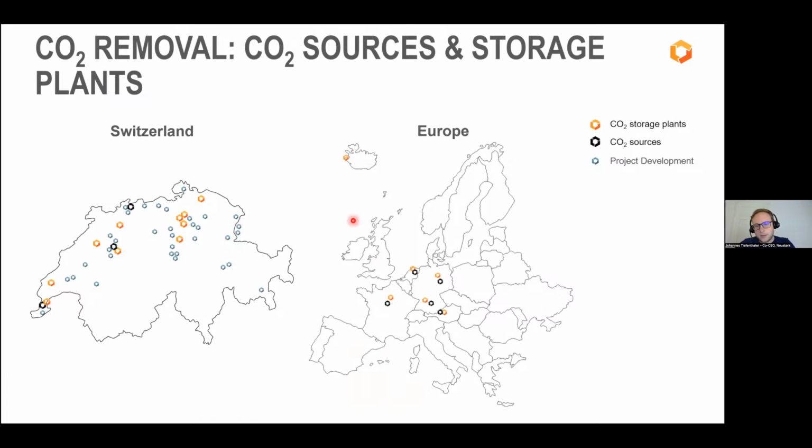So how does it, or where do we actually operate? If we look at the left side, you can see basically these orange points indicate storage plants, which are either in operation or currently under construction. That's Switzerland. And what's very important is that basically in every urban area, you do not only need the CO2 sink, so the storage plant, but also the CO2 source. And that's the black ones, which are already under contract. The CO2 source is under contract.